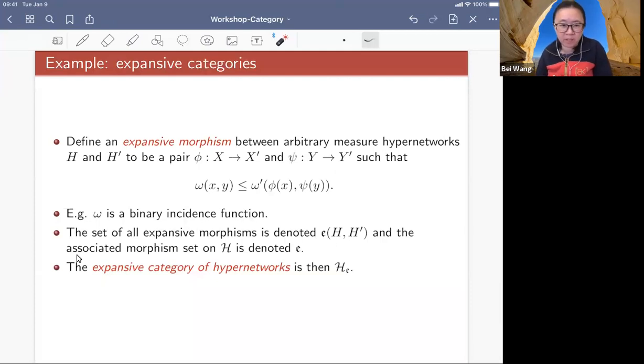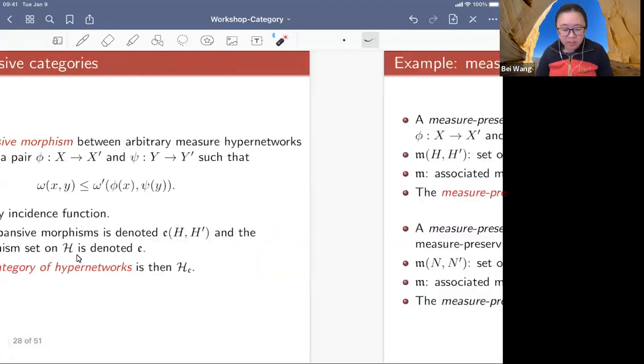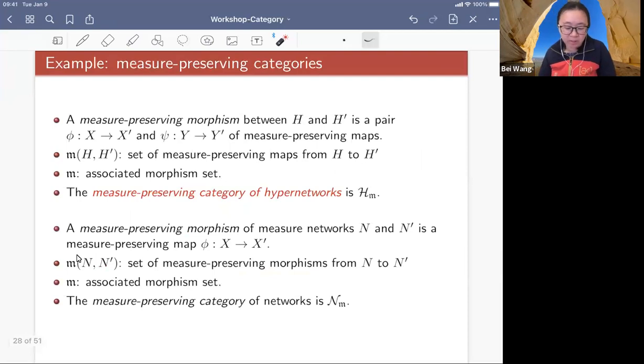So that's one way of thinking about a very simple example of an expansive category. There are of course other examples, but the important part is that we're going to use E to represent all the expansive morphisms.